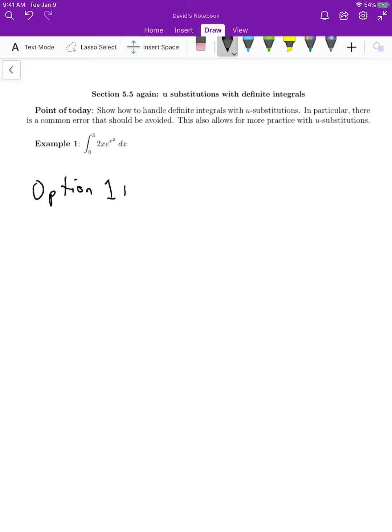The first thing you could do is just make that a little more readable. You could forget about the limits for now, because recall, when you're evaluating a definite integral, there are two steps. The first step is to find an antiderivative, and then after that you can consider those numbers. So let me do that here.